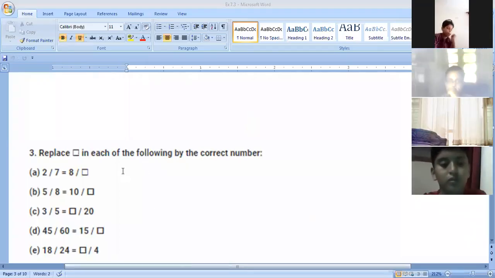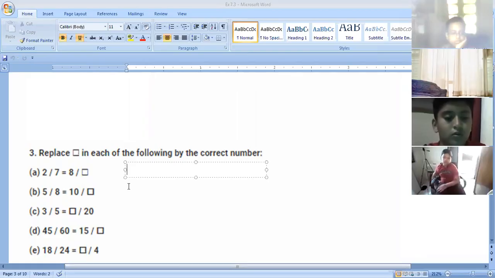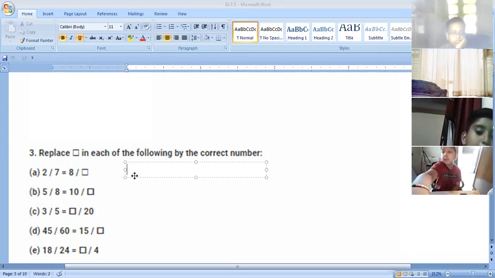Let's start with question number 3. Replace the box in each of the following by the correct number. So you are going to multiply the numbers here. See, if you look at the numerator, 2 is multiplied with 4. Then only you will be getting 8 here. 2 fours are 8.